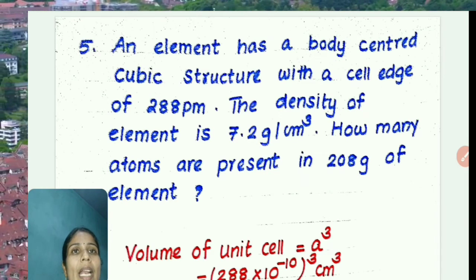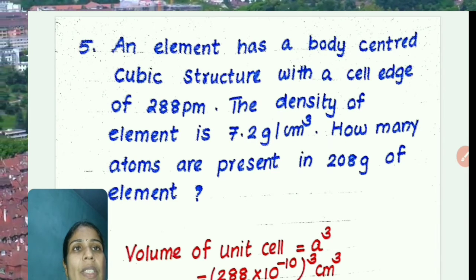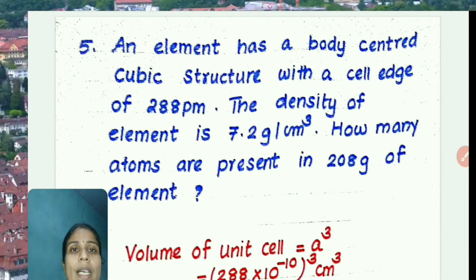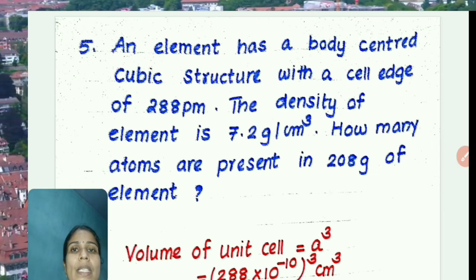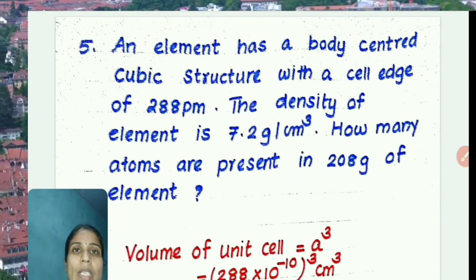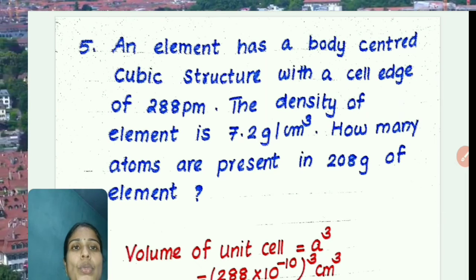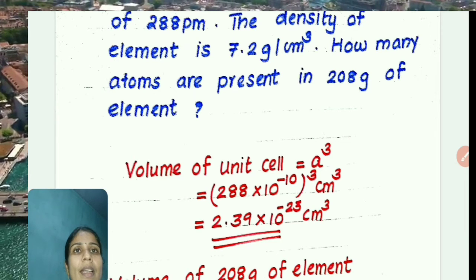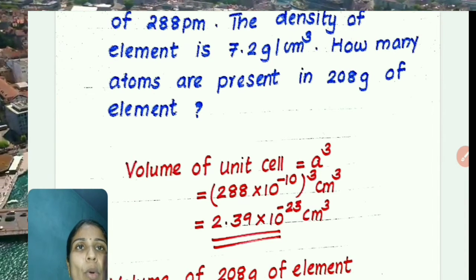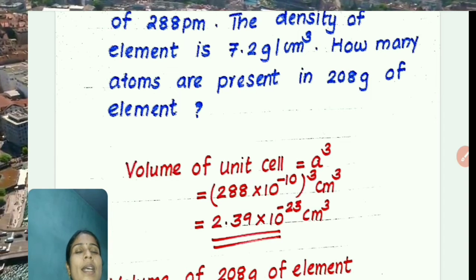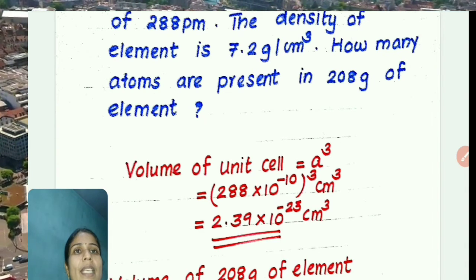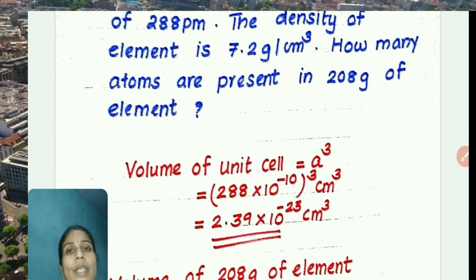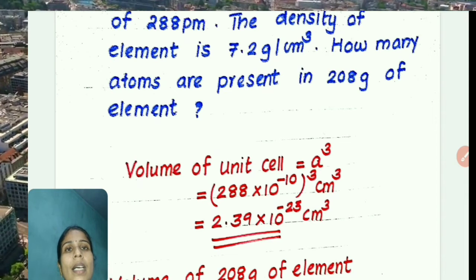An element has a body centered cubic structure with a cell edge, that means edge length is given, a is equal to 288 picometer. It is converted into centimeter by multiplying by 10 raised to minus 10. Then edge length a is equal to 288 into 10 raised to minus 10. Here density is also given, 7.2 gram per centimeter cube. The question is, how many atoms are present in 208 gram of the element? We should find that out.